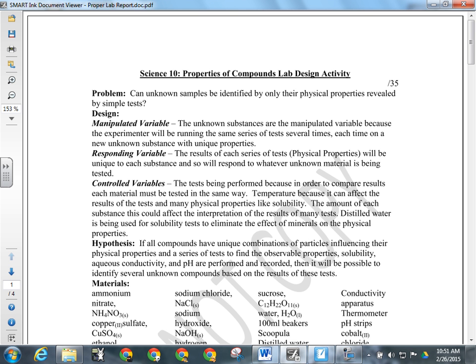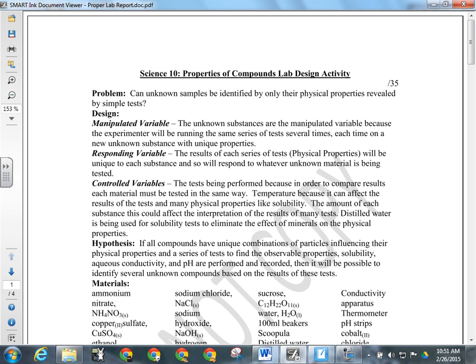Few little things. First thing, the problem. What were you supposed to do with that? Restate it as a question in your own words. On the sheet it said something about everything's got this, and it was quite a long thing. I shortened that and restated it as, can unknown samples be identified by only their physical properties revealed by simple tests? So I just said, here's what's probably going to go on, and can I do this?